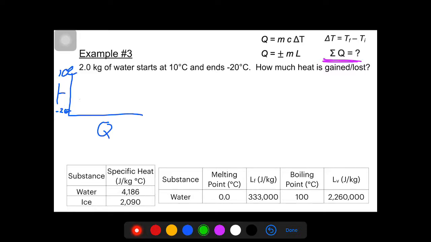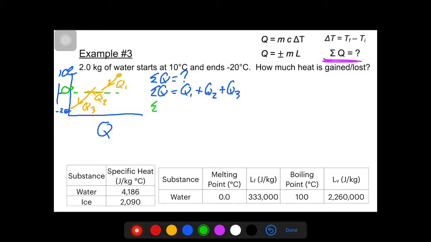So is there a phase change that occurs between there? Yes, at 0 degrees, there is a phase change. So we are going to start at 10. We're going to go down, Q1. We're going to go over. That's going to be my Q2. We're going to go down. That's my Q3. That's where my 3 Q's come from. So when we say the sum of all my Q is equal to question mark, we're saying the sum of all my Q is equal to Q1 plus Q2 plus Q3.